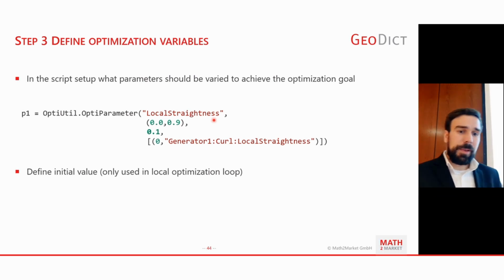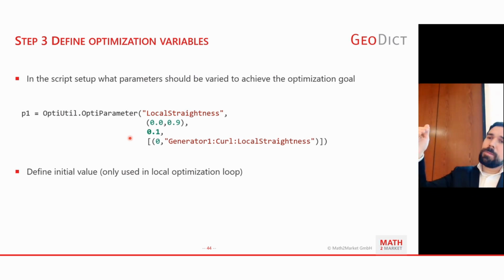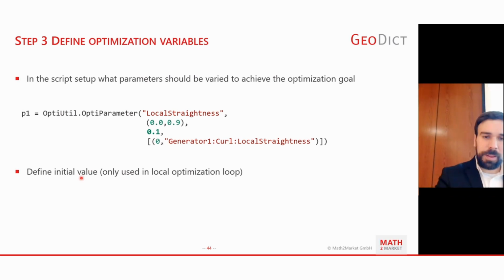Then we need to set up the initial value. That one is not so important because it is only used for local optimization. And the app at the moment works that you first do a global optimization and then use the results from there to then do a local optimization to basically polish the result. So it does the initial guess basically for you.